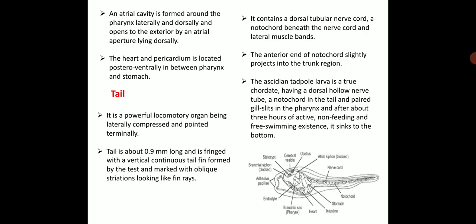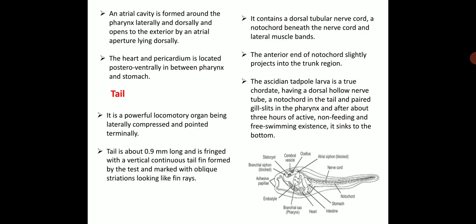The atrial cavity is formed around the pharynx laterally and dorsally and opens to the exterior by an atrial aperture lying dorsally. The heart and the pericardium are located posteroventrally, between the pharynx and the stomach. The second part of the body is the tail.